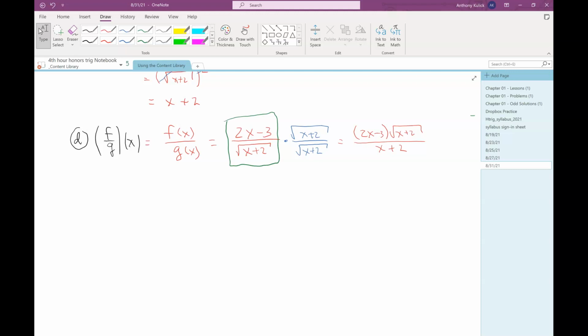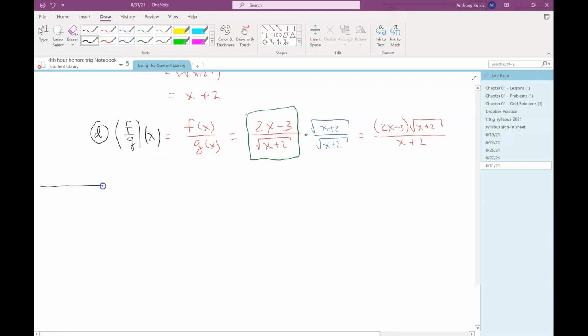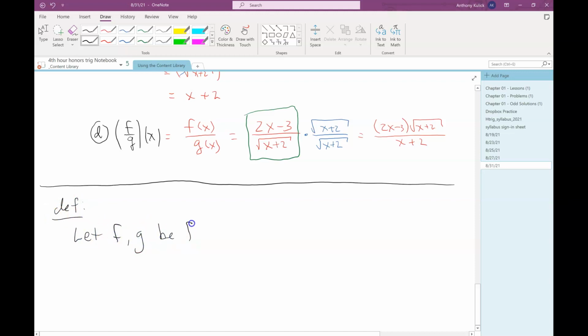So these are the 4 fundamental operations on functions, because these also have analogs to operations on real numbers, right? We can add, subtract, multiply, and divide real numbers as well. There's a 5th operation for functions that doesn't have an analog to the real numbers. That 5th operation is called composition. So let's define what we mean by that.